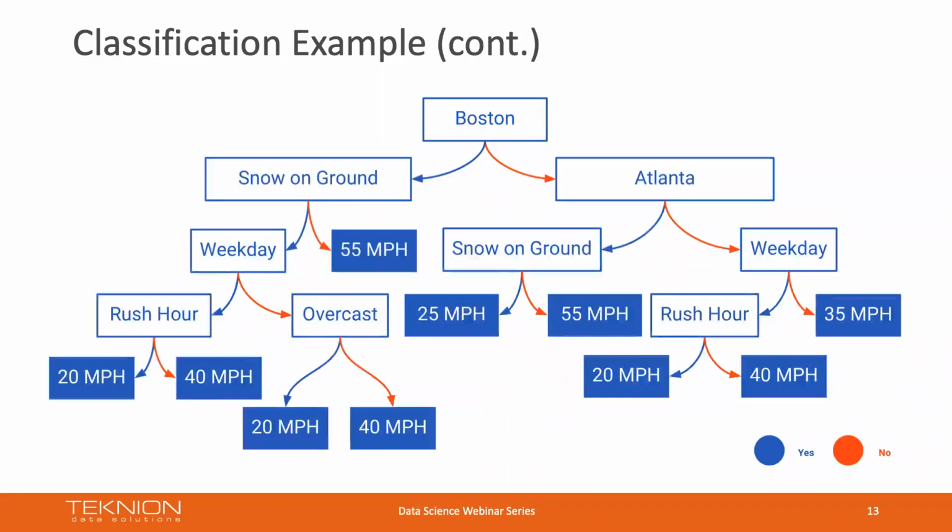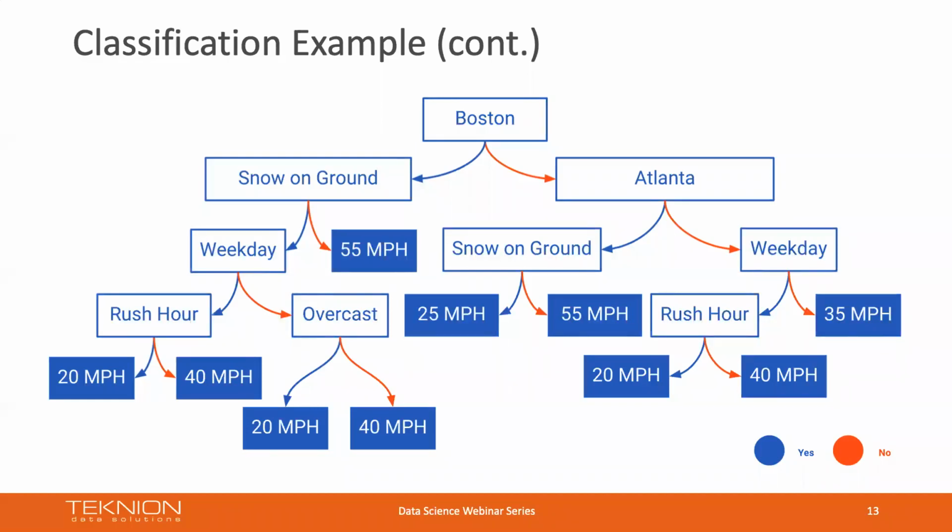So we can start to add more questions in there. Like, was it a weekday? Was it rush hour? But really what we're trying to do is classify our group into the 55 mile per hour people, the 25, the 20, the 40 mile per hour people, the 35 mile per hour people. We're trying to make a classification system on this.